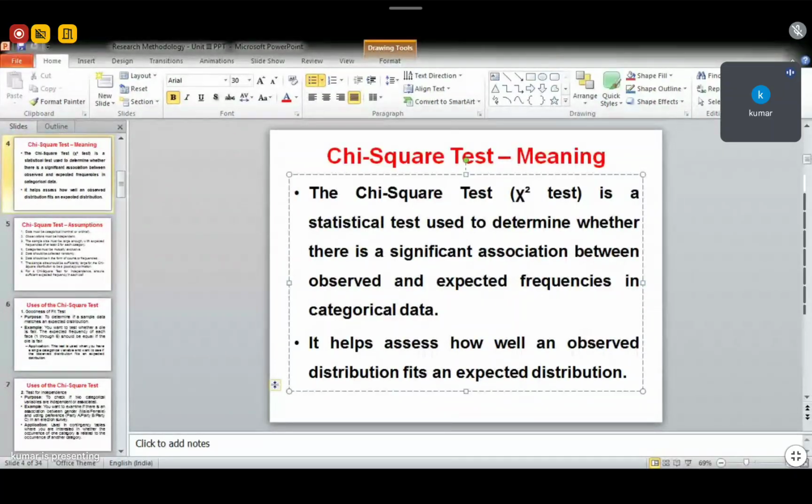I think now it is visible on the screen. Yes, sir. It's visible. Yes. Okay. Yes, sir. What is this chi-square test?